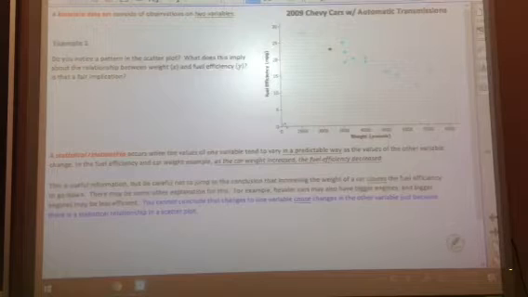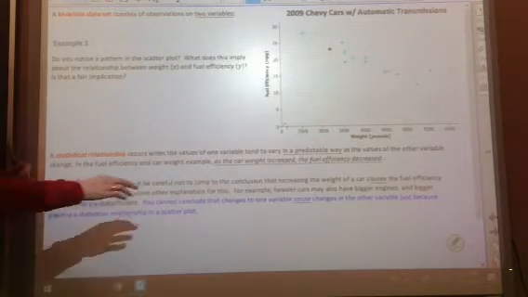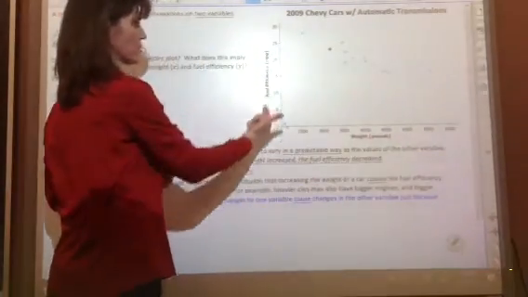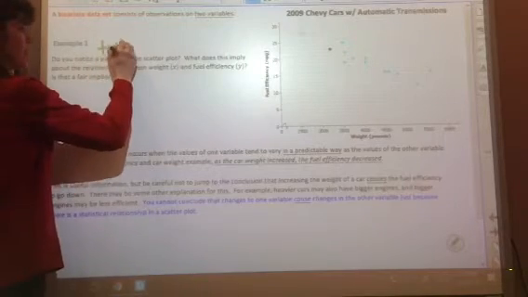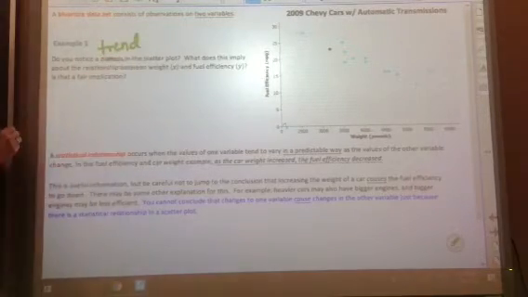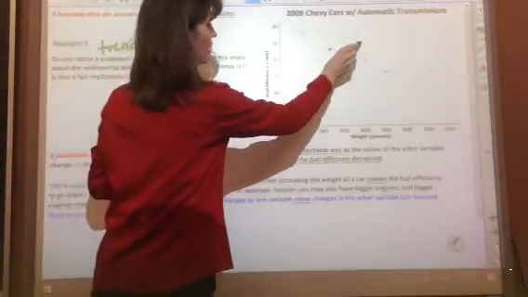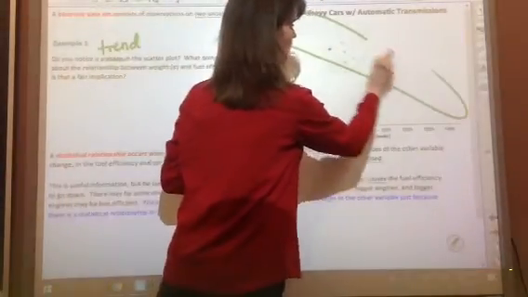We're going to continue to look at scatter plots in terms of two different variables. This is what we call a bivariate data set. In this case, we're talking about the weight in pounds, and we're talking about the fuel efficiency of 2009 Chevy cars. Fuel efficiency is the kind of gas mileage that you can get. Do you notice a pattern in the scatter plot? Pattern could be something like a trend. When I see that word pattern, I look, can I draw a band around my data?